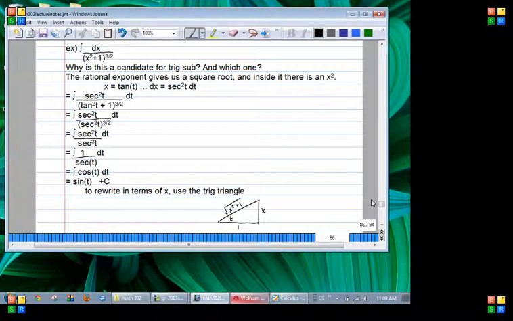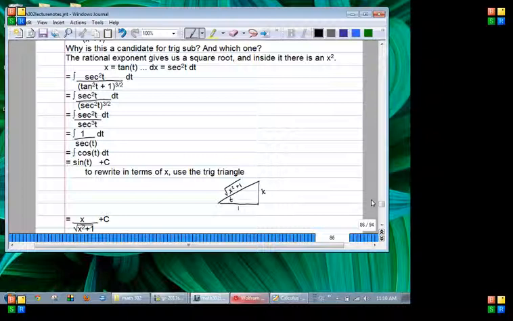Okay, so we need to know what's sine t. So what is sine t? Sine t is x over radical x squared plus 1. Exactly. So it's that plus c, and that's the answer.